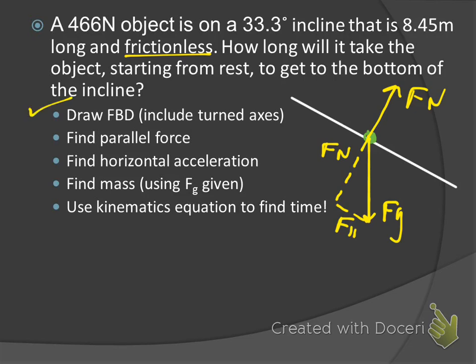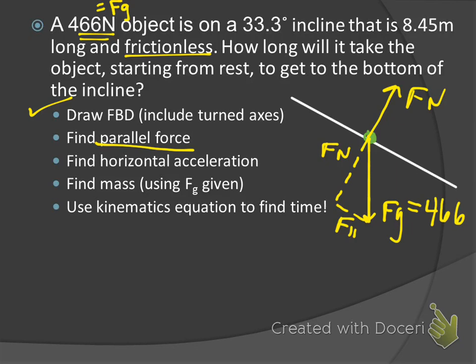We're going to find the parallel force. And this time, what does this 466 Newton object tell us? This 466 Newton object tells us that that's the force due to gravity already. That is its weight. Since it's given to us in newtons, we know that it's a force, so we know that that is already equal to F sub g. So we don't have to go about solving for the force due to gravity because they did it for us. We do not take that 466 times 9.8. They already did it for us.